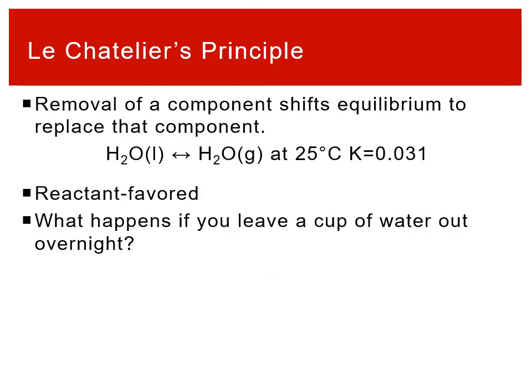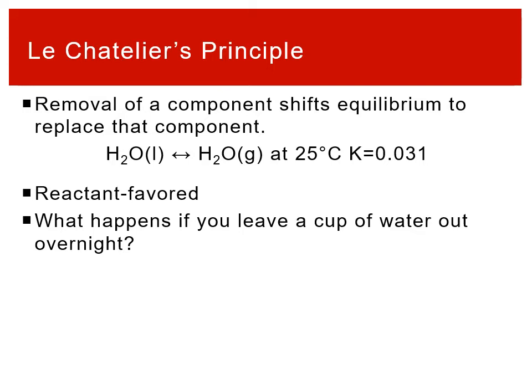Removal of a component can also shift equilibrium. So, for example, H2O liquid becomes H2O gas. At 25 degrees Celsius, K is less than 1. This is the evaporation of water. We know this doesn't become favored until above 100 degrees Celsius. So at 100 degrees Celsius, K is equal to 1 for this. And above 100 degrees Celsius, we would expect K to be greater than 1.